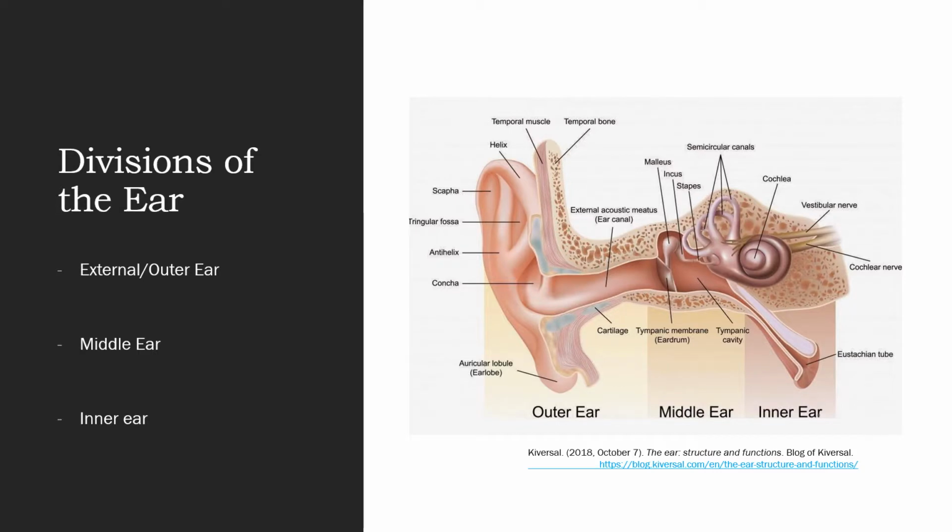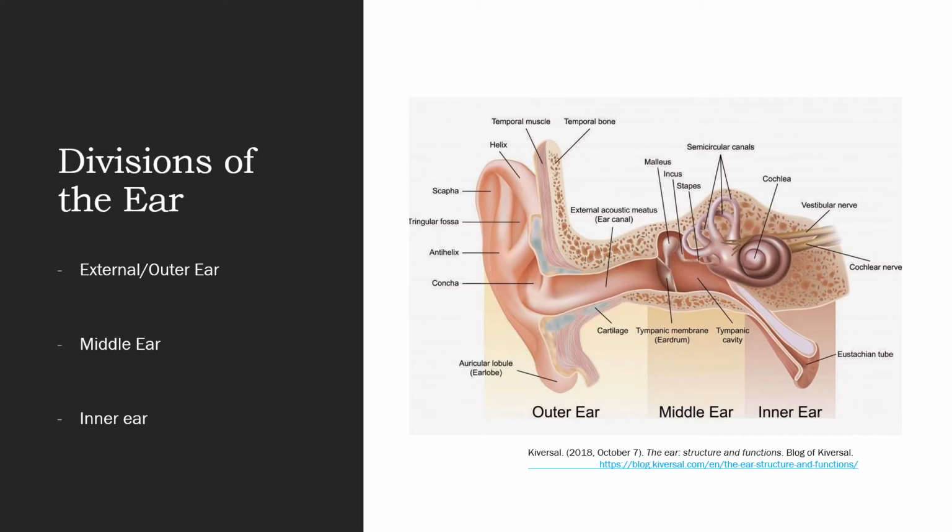The ear can be divided into three different sections, which are the external ear, the middle ear, and the inner ear. The external ear is separated from the middle ear by the tympanic membrane, which is also called the eardrum. The middle ear is separated from the inner ear by the oval window and the round window.